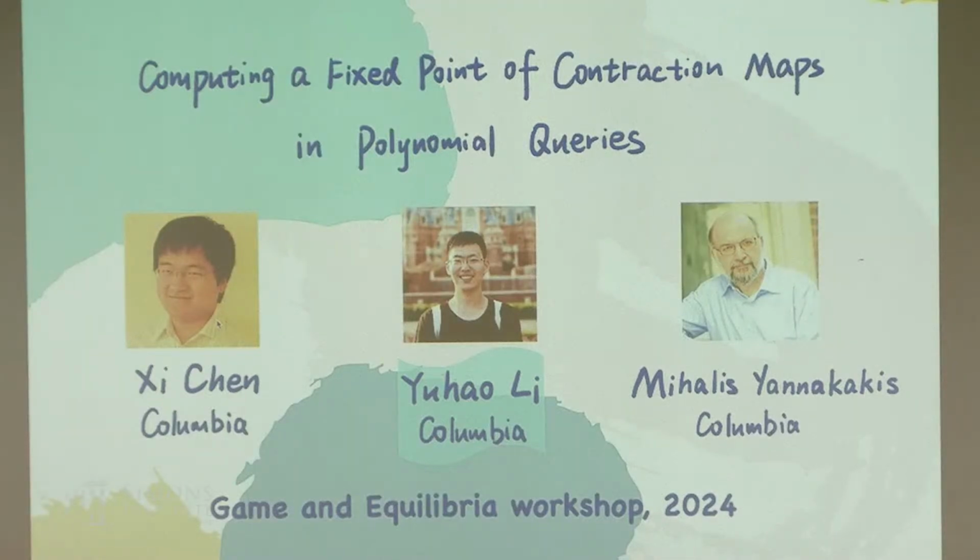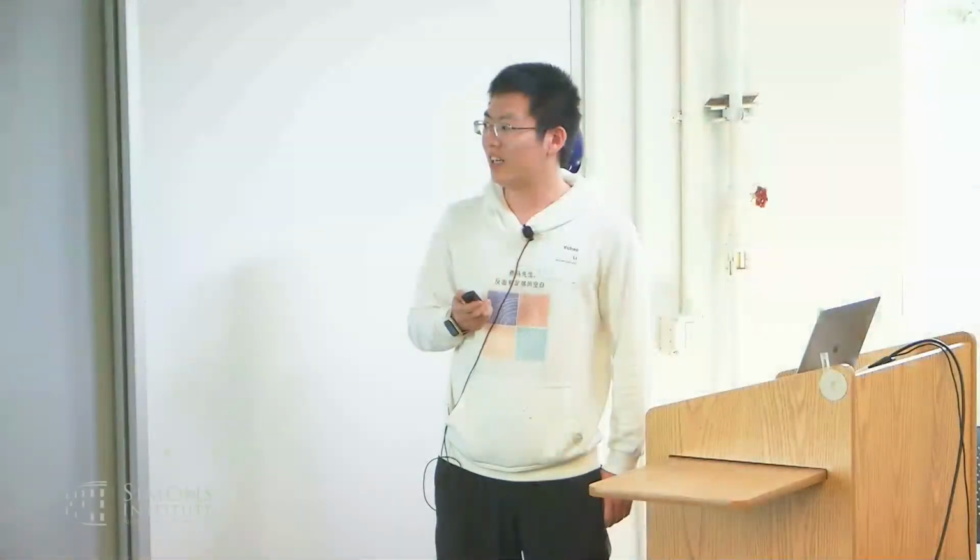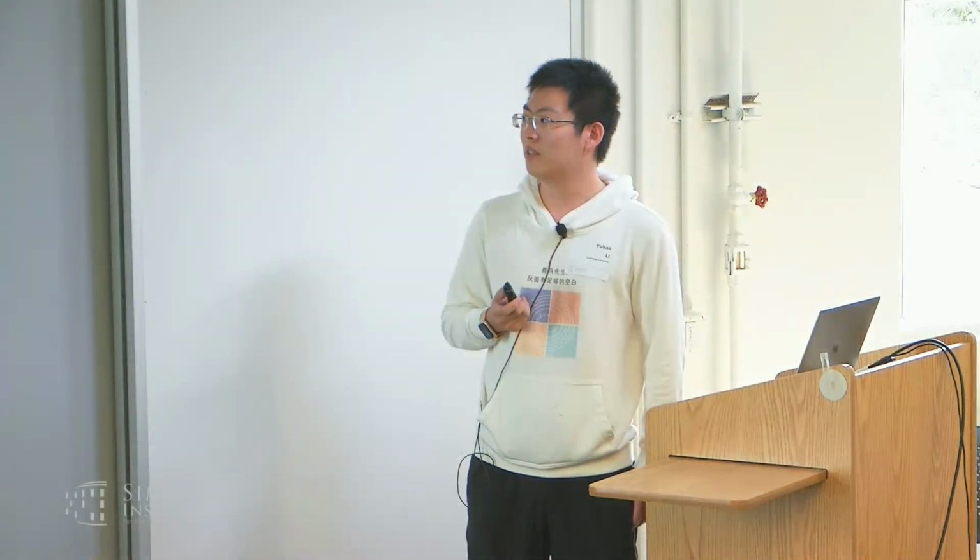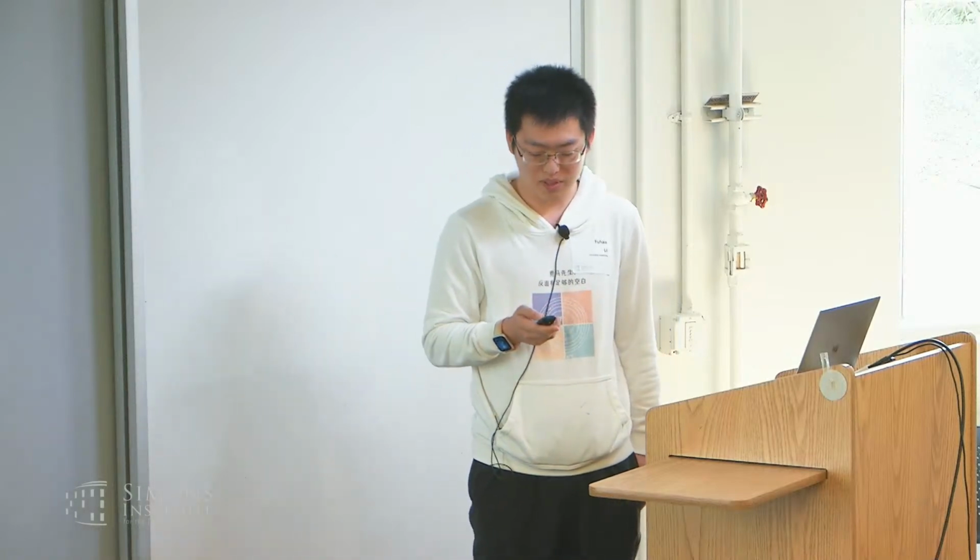Okay. Hi, everyone. I'm Yuhao Li from Columbia University, and I'm very happy to be here in the Game and Equilibria workshop to present our work. This is a joint work with Chen and Mihalis Yannakakis, both from Columbia, and I'm going to talk about the query complexity of computing a fixed point in contraction maps.